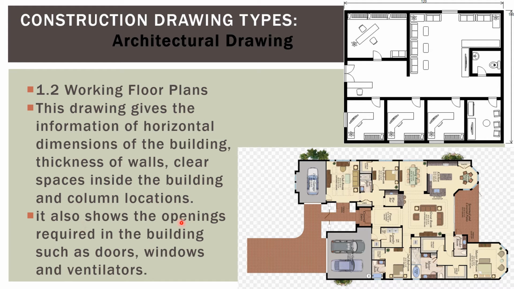It also shows the openings required in the building, such as doors, windows, and ventilators, where windows will come, where doors will come. So we get all this information in the working floor plans. We also label what our bedrooms are, the TV lounge, and where the garage is. So all types of information are present in the working floor plans.